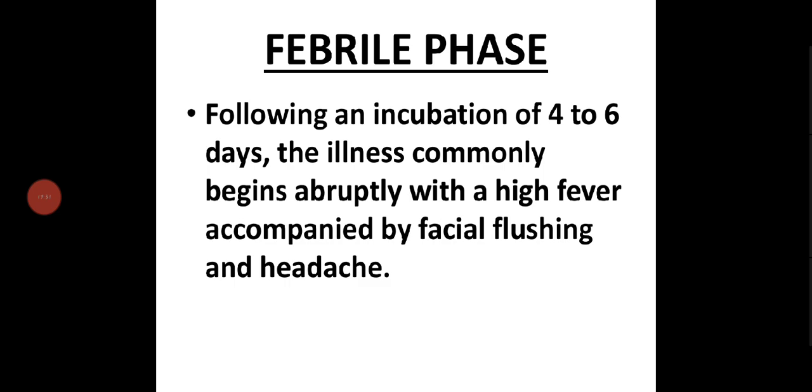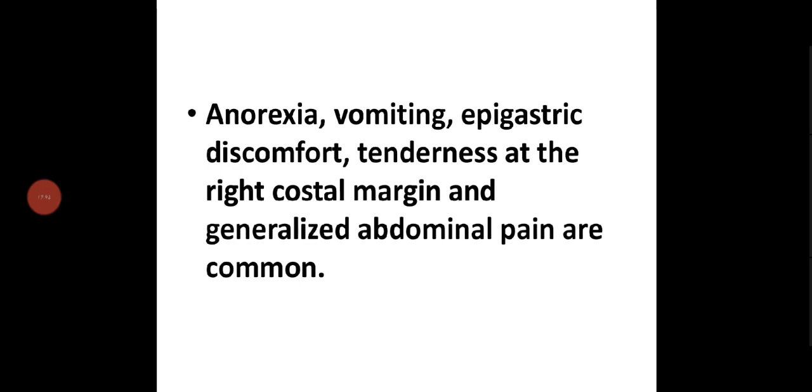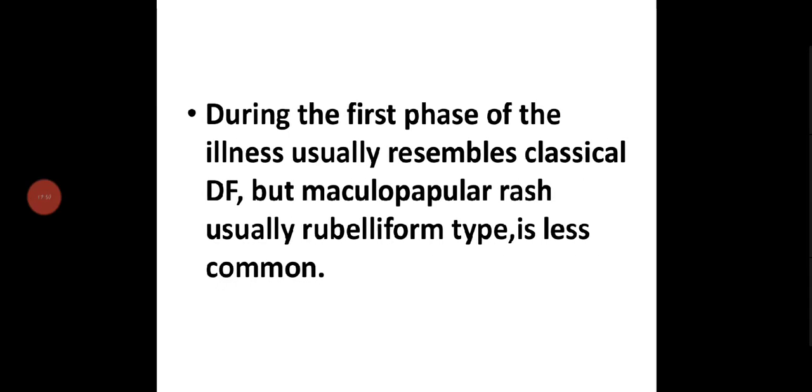What we have seen already: febrile phase, incubation period is 4 to 6 days, and illness commonly begins abruptly with a high fever, accompanied by facial flushing and headache. Anorexia, vomiting, epigastric discomfort, tenderness at the right costal margin, and generalized abdominal pain are common here. During the first phase, the illness usually resembles classical DF, that is dengue fever, but maculopapular rash, usually rubelliform type, is less common.